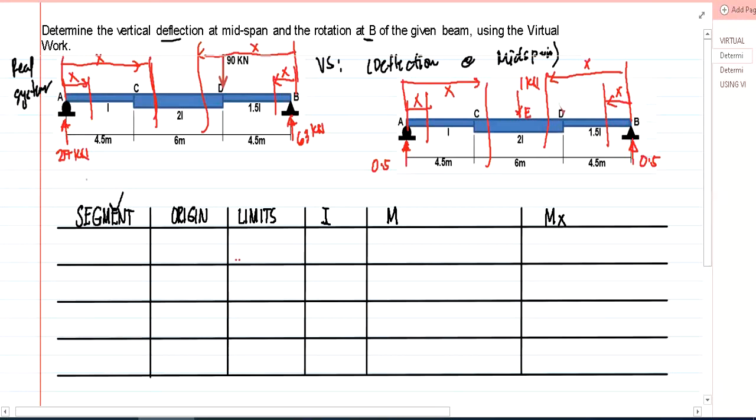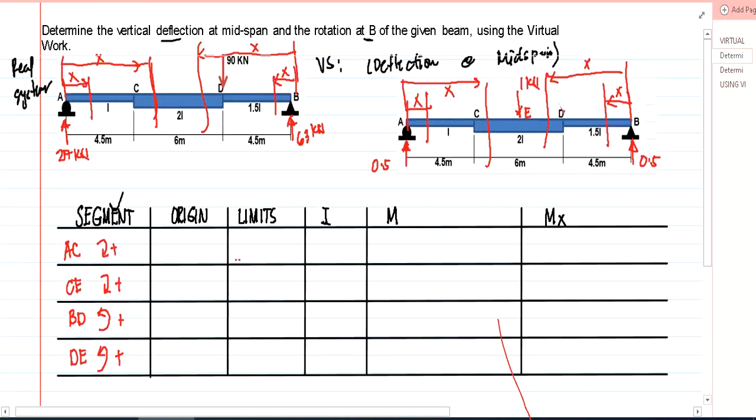Okay? So we have 4 segments. So we have AC, segment CE, segment BD, and segment DE. Okay? In segment AC, let's take clockwise as positive. CE, let's take clockwise as positive. BD, let's take counterclockwise as positive. And DE, counterclockwise. This is your assumptions.